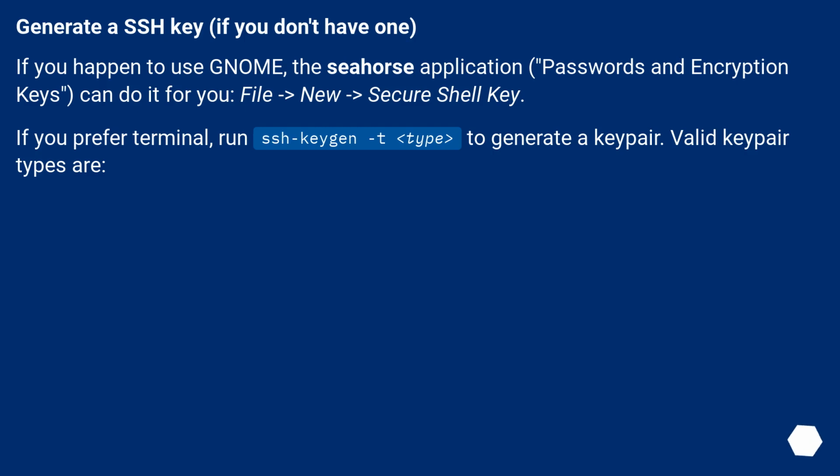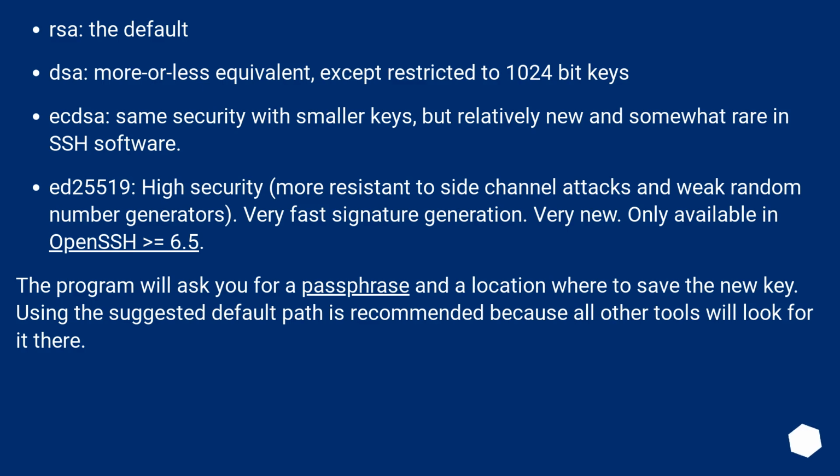Valid key pair types are: RSA, the default. DSA, more or less equivalent, except restricted to 1024-bit keys. ECDSA, same security with smaller keys, but relatively new and somewhat rare in SSH software. ED25519, high security, more resistant to side-channel attacks and weak random number generators. Very fast signature generation. Very new. Only available in OpenSSH greater than or equal to 6.5.